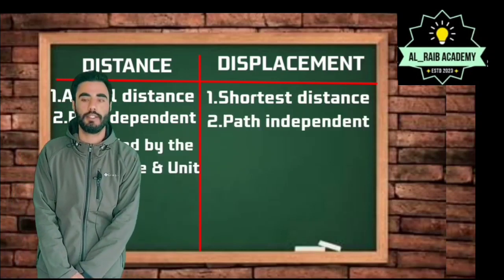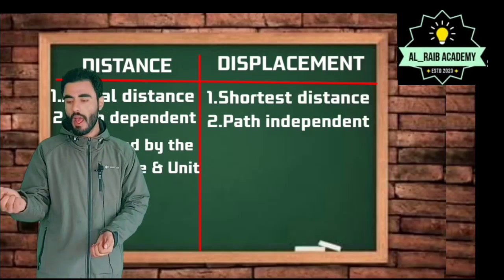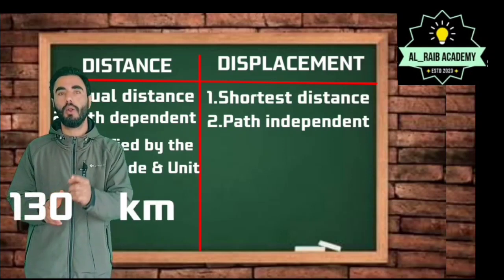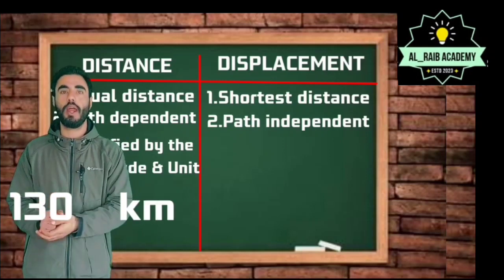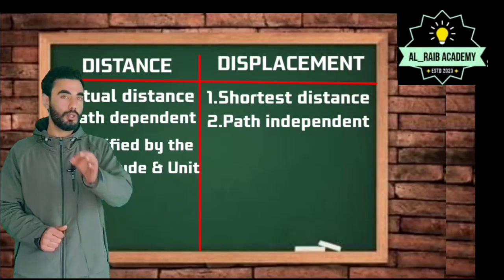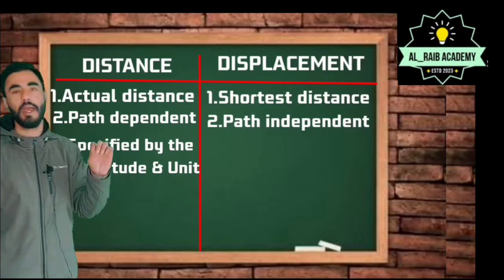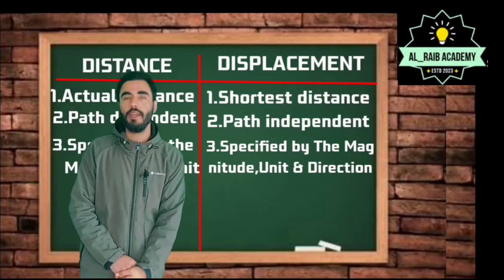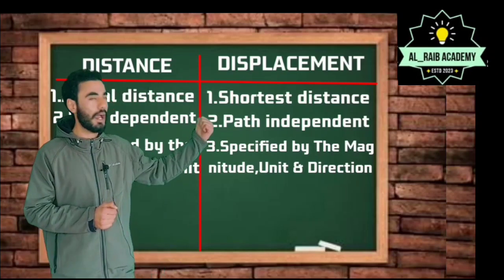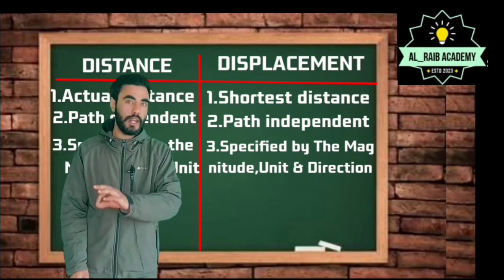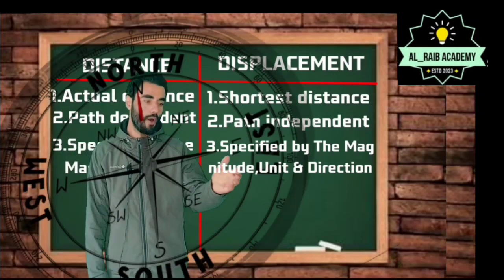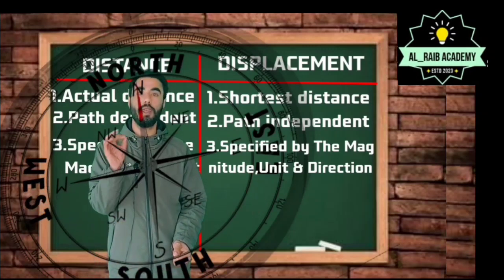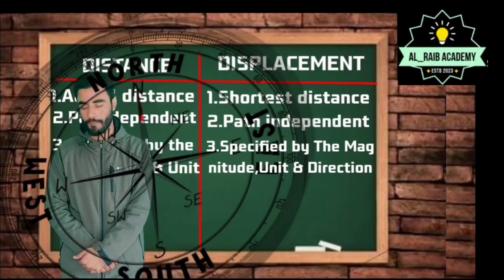To specify the distance, in our case we needed a magnitude and a unit, when we said that it is 130 kilometer. 130 was the magnitude, and kilometer is the unit that we used. So to specify the distance we need a magnitude and a unit, but to specify the displacement we need a magnitude, a unit, as well as the direction in which the body is traveling. Is it from east to west or from west to east, north to south or south to north? We have to mention the direction in which the body is traveling.